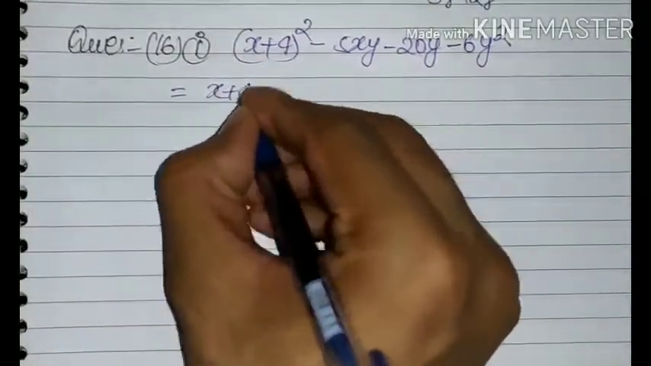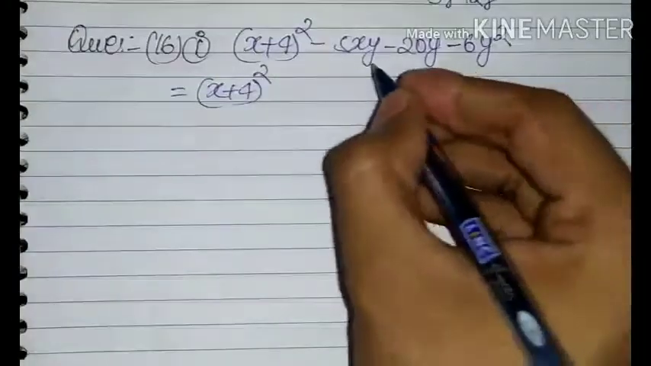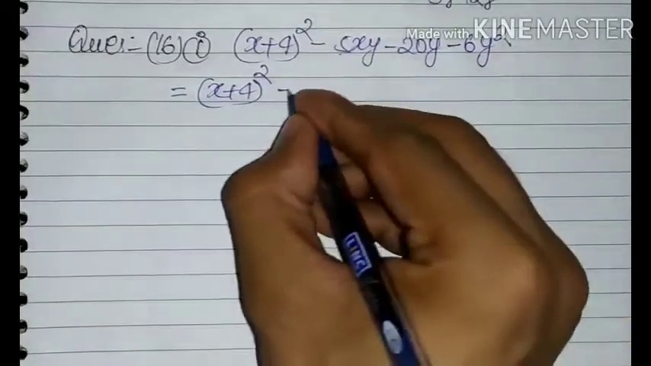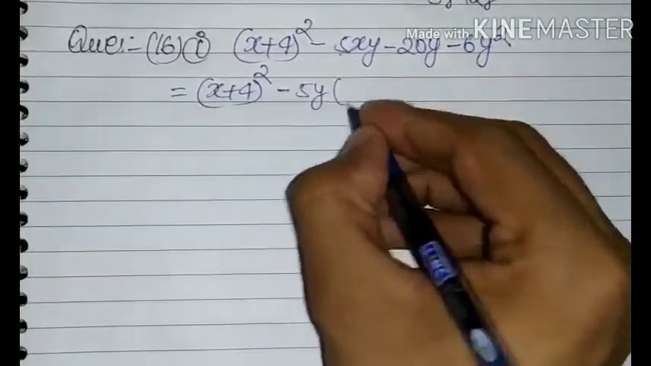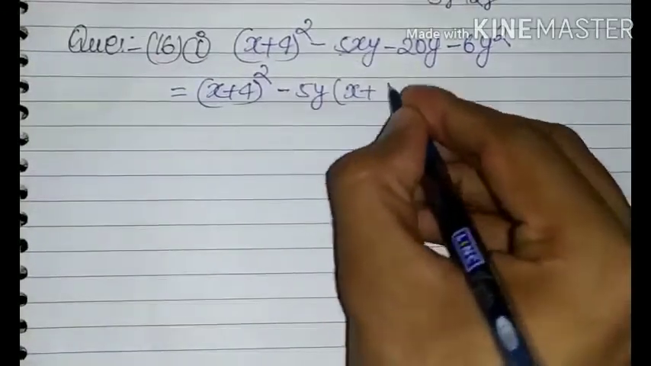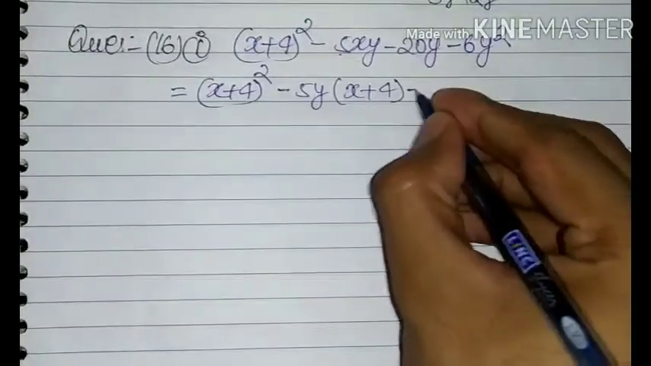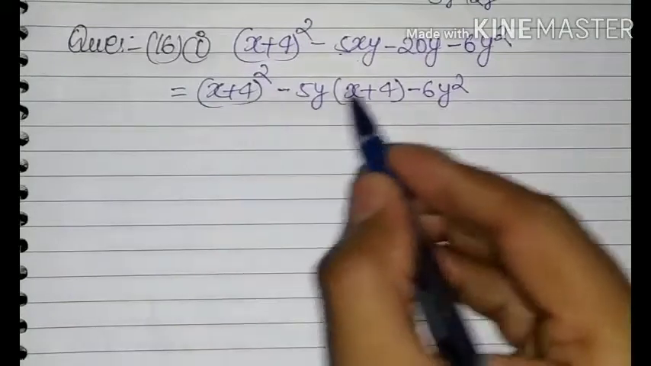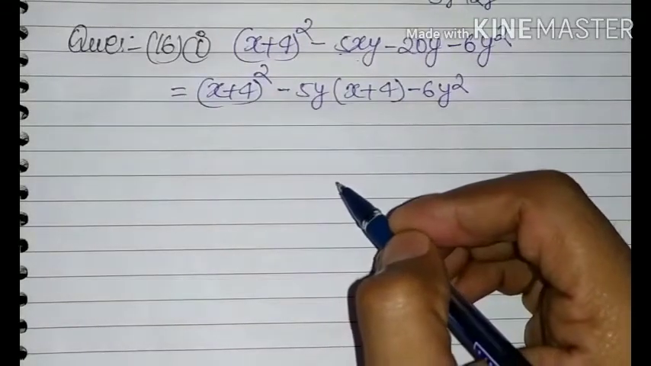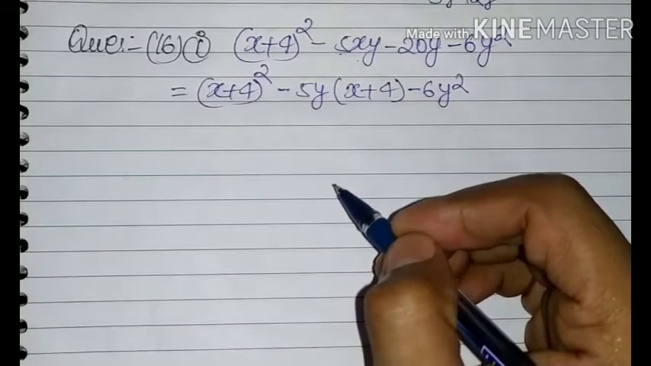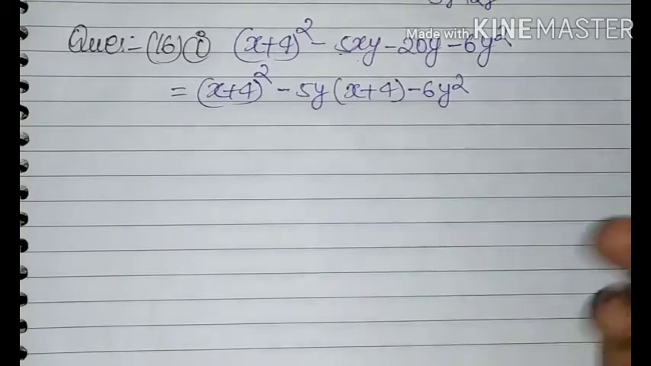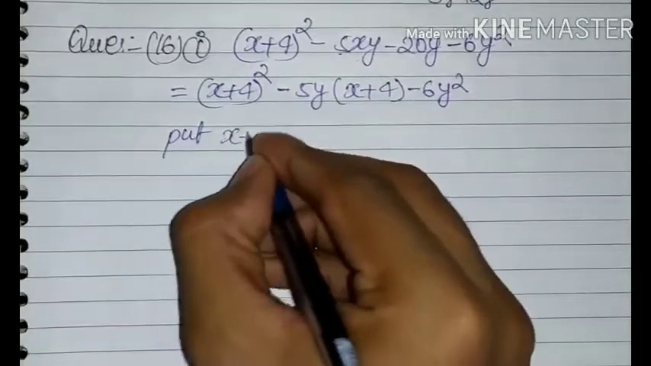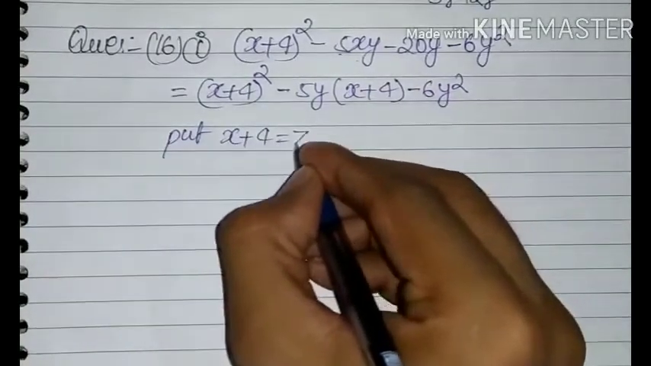(x + 4)². I am going to take -5y common from the second and third terms, then here will be x + 4, and the last term as such, that is -6y². Here we have x + 4 repeated, so I am going to convert x + 4 into another variable z. Put x + 4 = z.